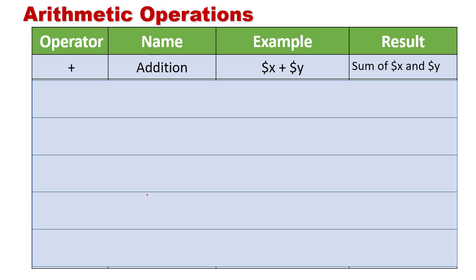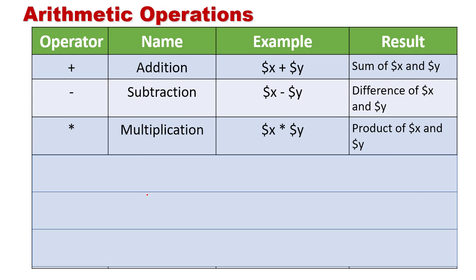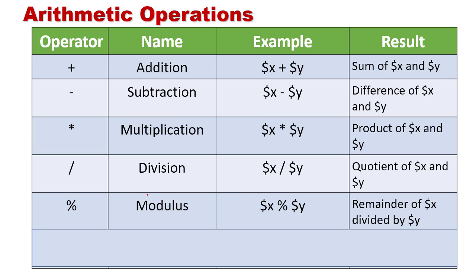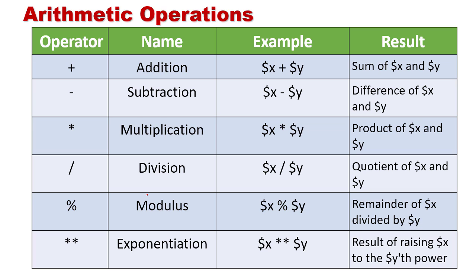So first is arithmetic operations. Plus is there, obviously the common operator used in mathematics, and it will do the addition. Second is subtraction, third is multiplication, next is division, next is modulus, which will calculate the remainder of x divided by y. And the last is the double asterisk, which stands for exponentiation, meaning the result of raising $x to the yth power.